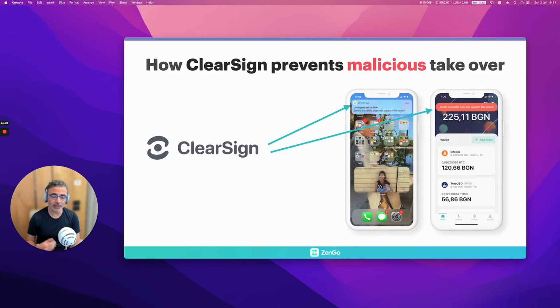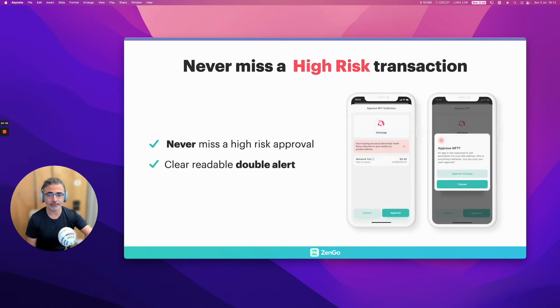Now, ClearSign doesn't stop here. ClearSign will also prevent malicious signatures from taking over your funds, right? And the way it works is basically by looking at the contract of the application, and if it does something that goes beyond its natural permission, it will simply not allow you to sign the transaction, and it will block it, as you can see from that screen.